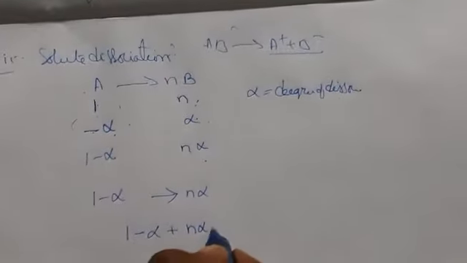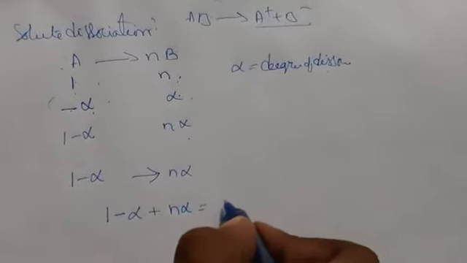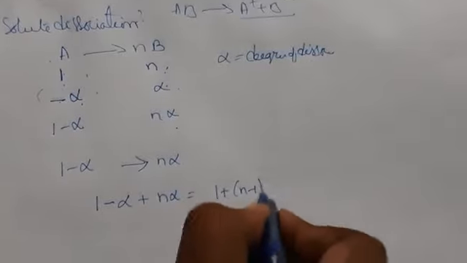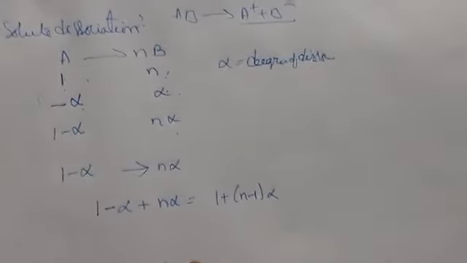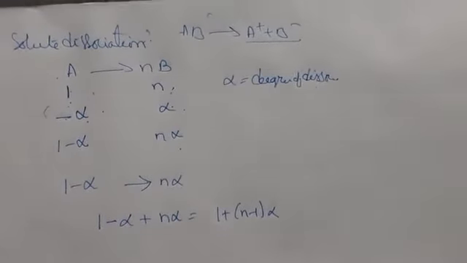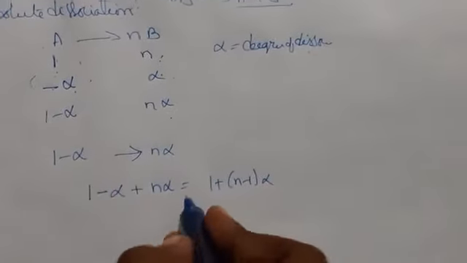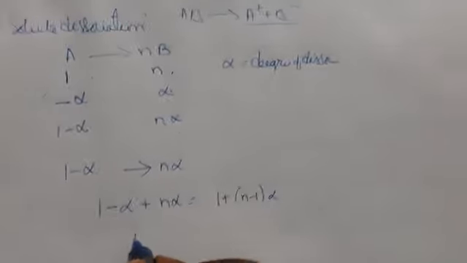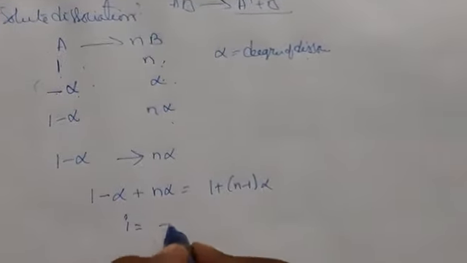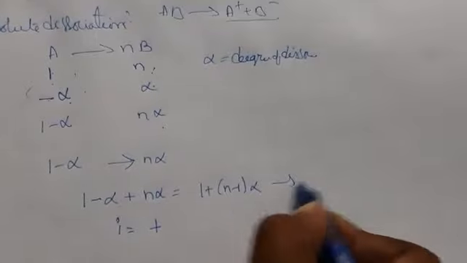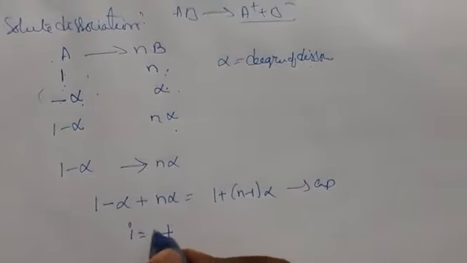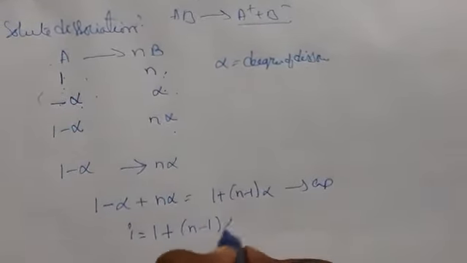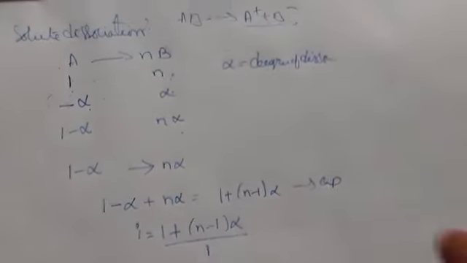Plus n alpha. When you add this one, you're going to get 1 plus (n minus 1) into alpha. So by this, what are we getting here? As this is the value we have got, if alpha terms have been taken, then i, which is an experimental value that we have calculated, is 1 plus (n minus 1) into alpha divided by, so what is the reaction? So alpha 1 we are going to get.